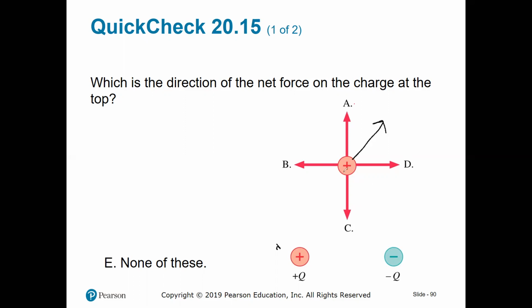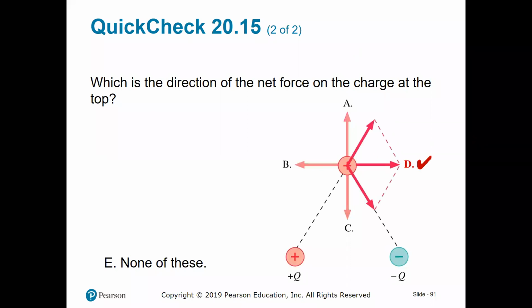And this one right here is going to have an attractive force. Something more like, yeah, that could be a little bit better. Something more like this. Okay, so if we add those together, we will get something like this. Okay, so our F net will be to the right. Be choice D. Good.